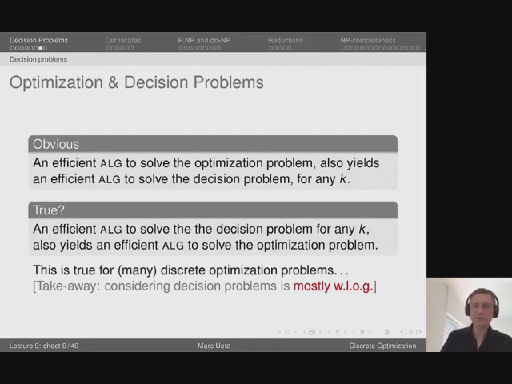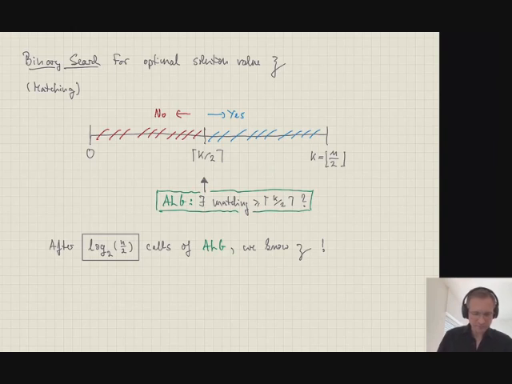So let me illustrate that on the example of the matching problem. We do binary search to find the optimum solution value, which is denoted psi here. And remember that for the matching problem, the size of a maximum matching can be at most n halves, essentially. So we start out with the knowledge that the optimum solution value will be between 0 and n halves. And we have this algorithm that can decide, does there exist a matching of size k or not?